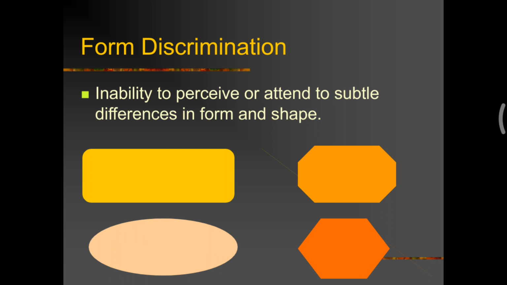In case of the second one, it's basically a hexagon and an octagon. The octagon is there on the top and a hexagon is there on the bottom. So a person might perceive both of them as same. This is a form discrimination.